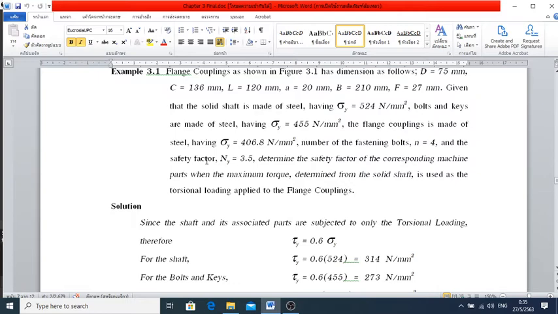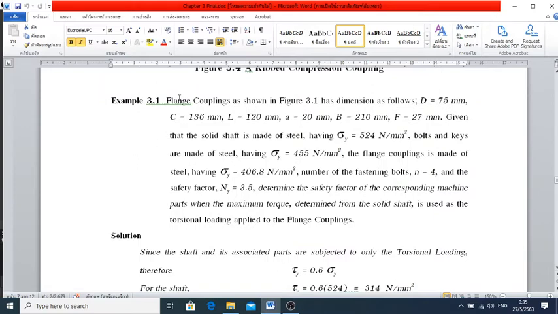Okay, now let's see example 3.1. The example 3.1 here is that the flange coupling as shown in figure 3.1 has dimensions as follows. The diameter is 75. This means the shaft diameter is 75. And C is going to be the hub diameter, 136. And L is going to be the length of the whole flange on the left. And A is going to be the hole. Be careful here, the hole right there at the flange coupling. And B is the pitch diameter where you insert the bolts to fix around. And then F is going to be the flange thickness.